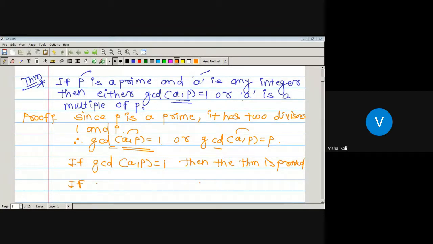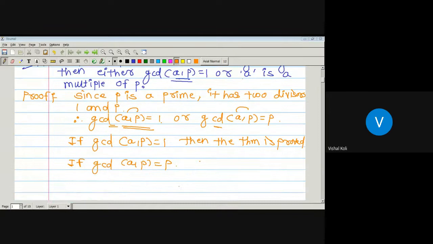So if GCD of a and p is equal to p, in that case also we have to prove that either GCD of a and p is equal to 1 or a is a multiple of p. As here GCD of a and p is equal to p, it means these two integers are not relatively prime. Since whenever they are relatively prime, then its GCD must be equal to 1. As here GCD is not equal to 1, it means they are not relatively prime. It means here obviously we have to prove that this a is a multiple of p.